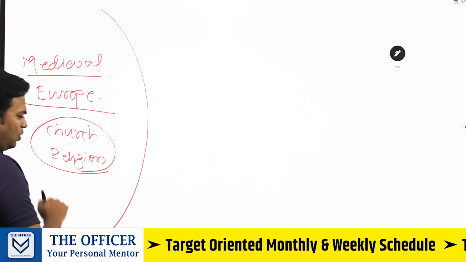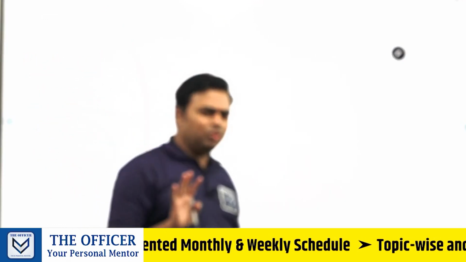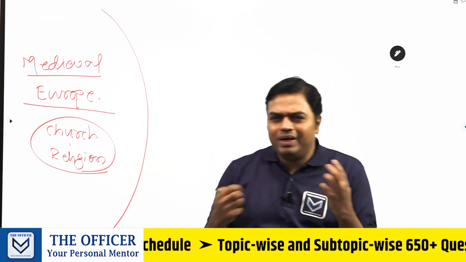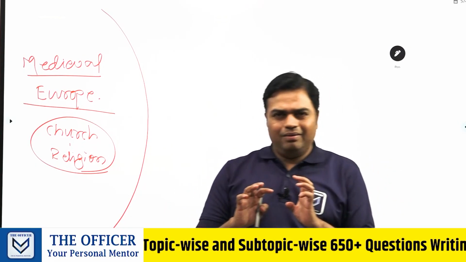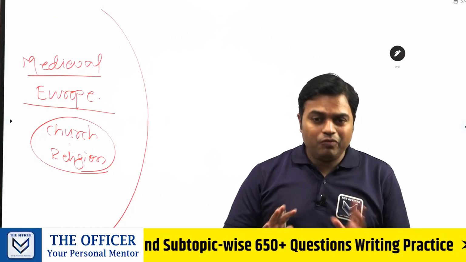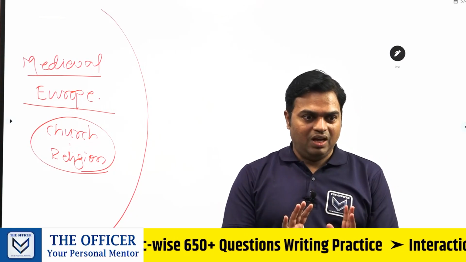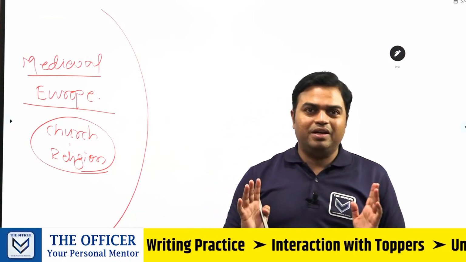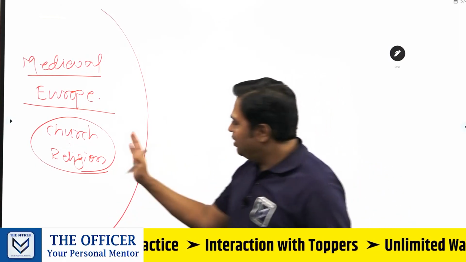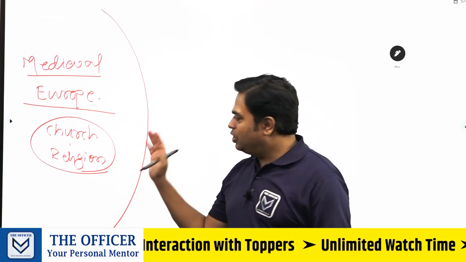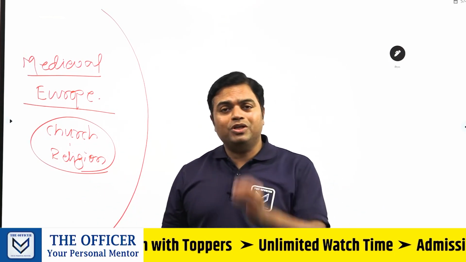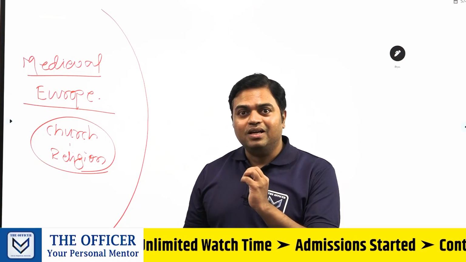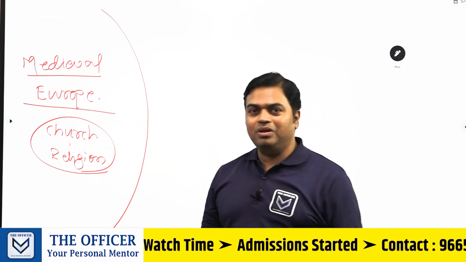If religion is dominating your society, there is no problem at all. But when that religion becomes rigid, and this rigid religion starts to exploit the people, that creates a problem. In medieval Europe, that happened. The church and religion became too rigid, too stagnant, that they started to exploit the people.